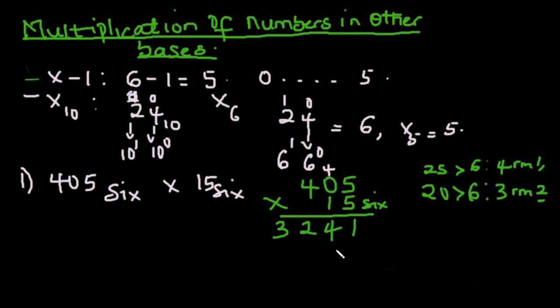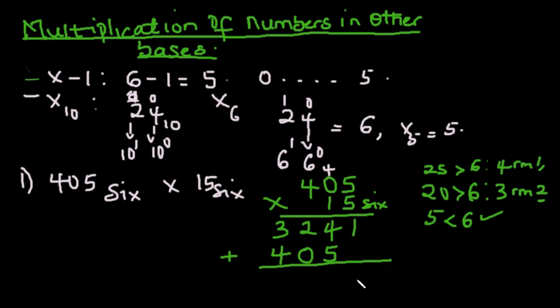1 multiplied by 5 is 5. We can write that because 5 is less than 6, and that's okay. 1 multiplied by 0 is 0. We can write that. 1 multiplied by 4 is 4. Then again, 4 is less than 6. So now what we do here is to add them together.